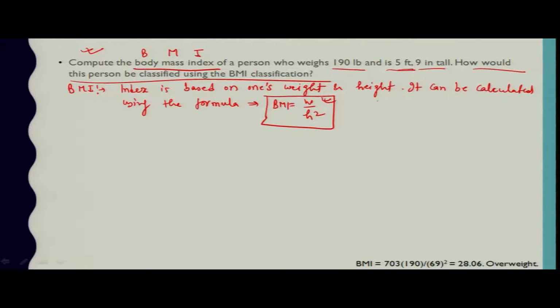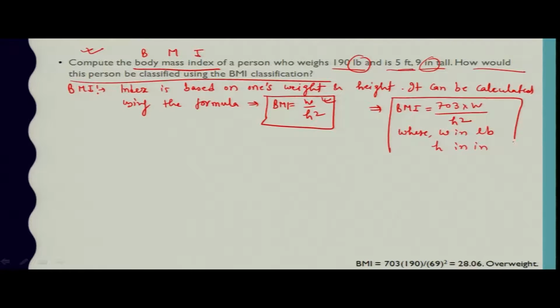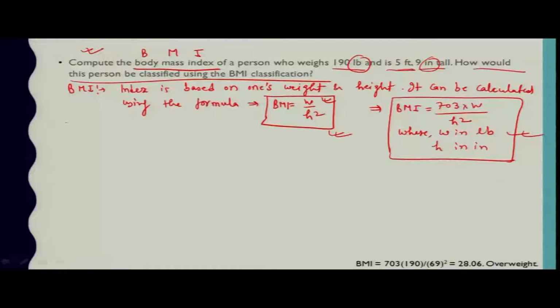If you want to convert it into this unit, that is pound per inch, some additional factor will be coming as BMI equals 703 into W upon H square, where W is the body weight in pound and H is the standing height in inch. So this is a formula you have to keep in mind in order to calculate body mass index. So there is a BMI classification I am giving here.